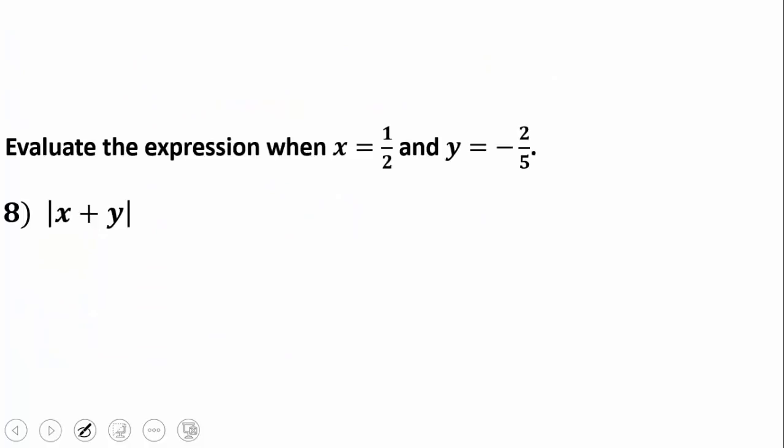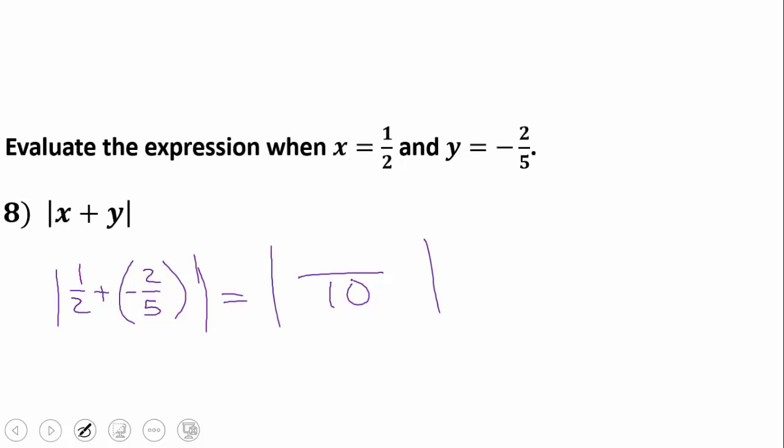Moving right along, again, evaluating the expression. So we're going to substitute in, once again, we have the absolute value of 1/2 plus -2/5. So what do we have to do with these absolute value bars? That's right. They are part of our order of operations. They are a grouping symbol. So we have to do what's inside first. So 1/2 plus -2/5. This is going to give us the absolute value of something over 10. Because we've already done this before, it's going to be 5 plus a -4, which is going to give us the absolute value of -1/10, and that would equal 1/10.